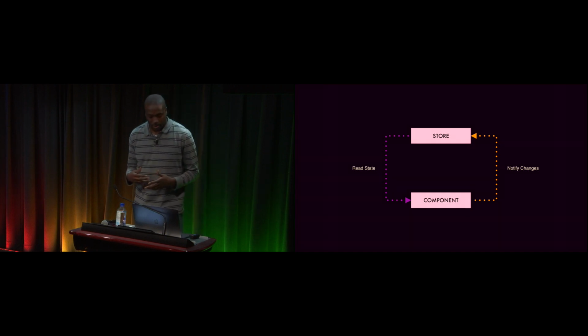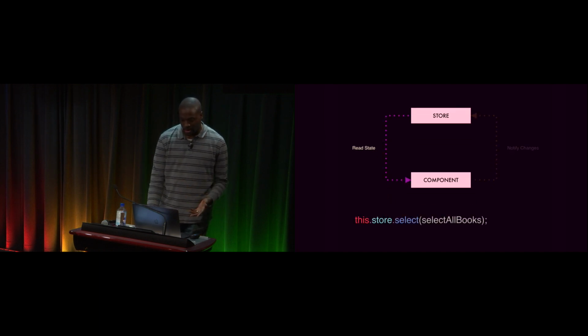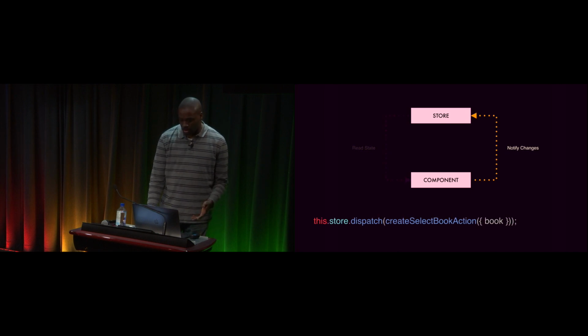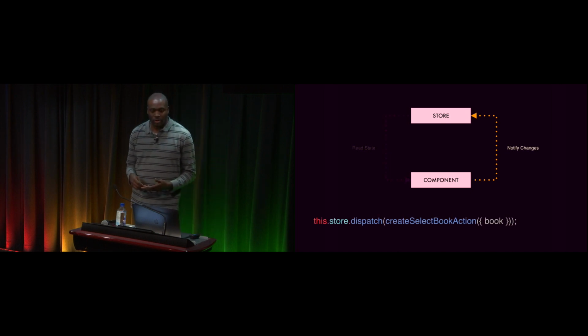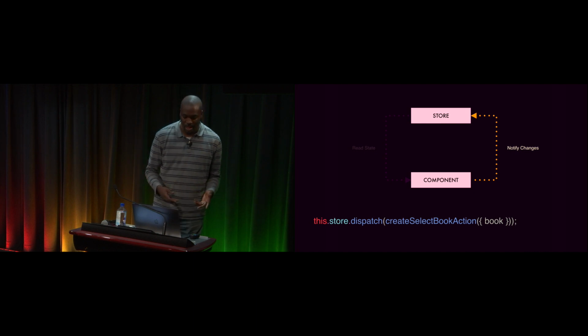If we take a look at a store where component first, we can see we're reading state from the store, and that component is talking to the store, and then it's notifying the store of changes. It's getting that data from the store using a selector. You use store.select, which is pretty straightforward. And it's also expressing interesting, unique events by dispatching actions.